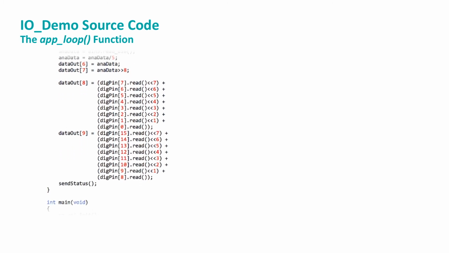The last step in the status report is to compile the 16 digital inputs into the 2 remaining bytes of the data out array. The digital pins are grouped into an array of digital in-out objects called digpin. Each element of digpin is itself a digital in-out object. One of the methods available to digital in-out objects is the read method. The read method returns the actual input value of the pin even if the pin is configured as an output. It always reflects the actual level that is on the pin. You get a value of 0 if the pin is low and a value of 1 if the pin is high.